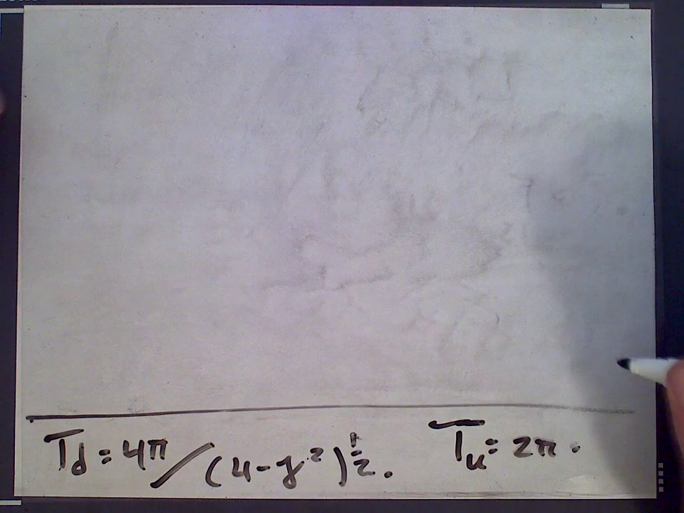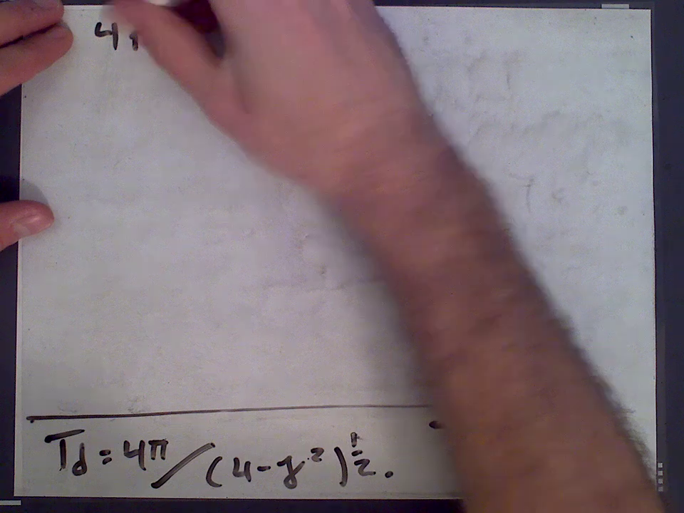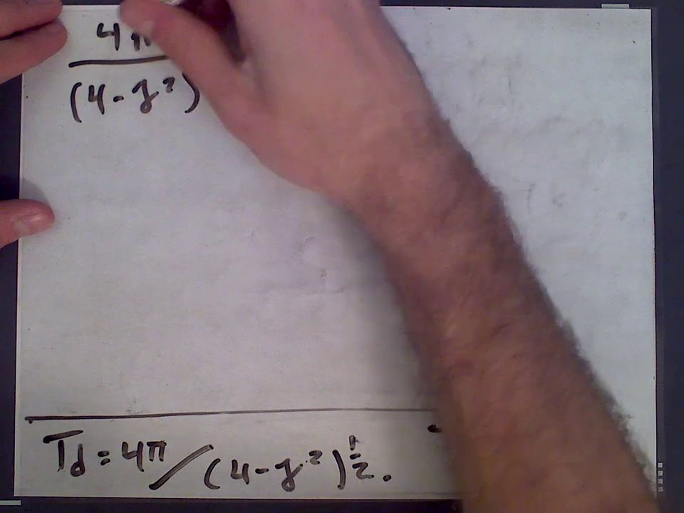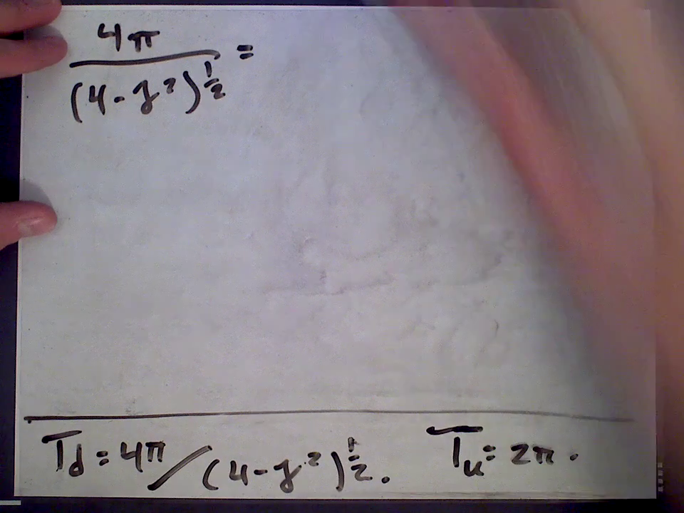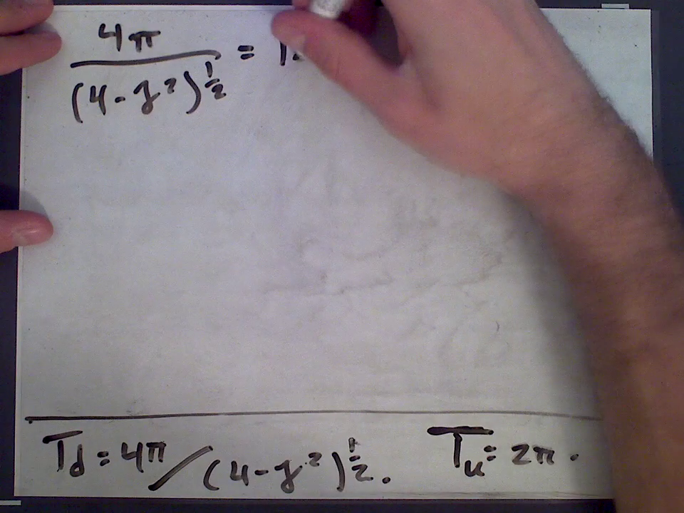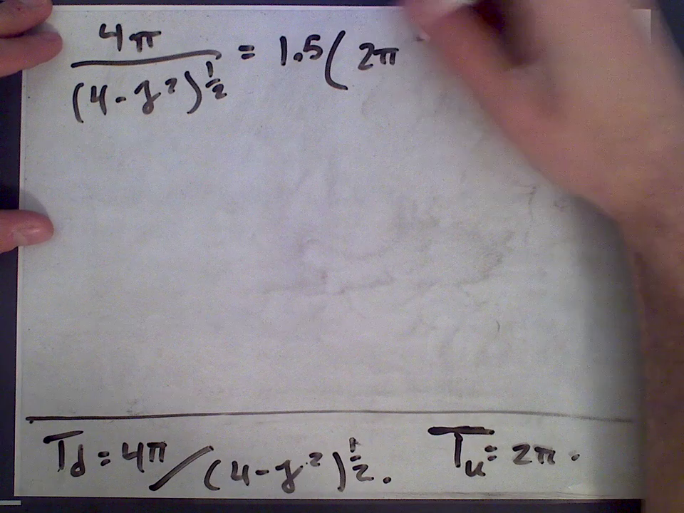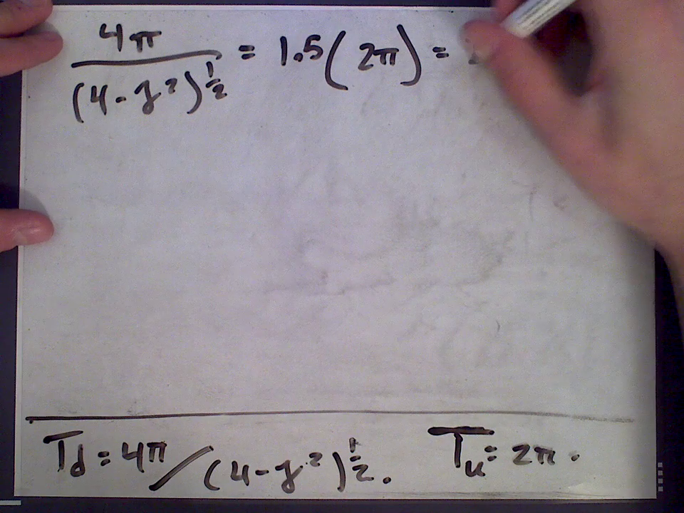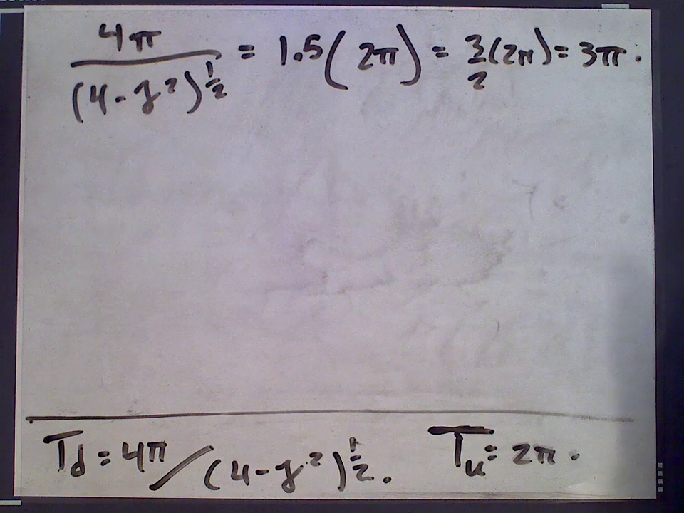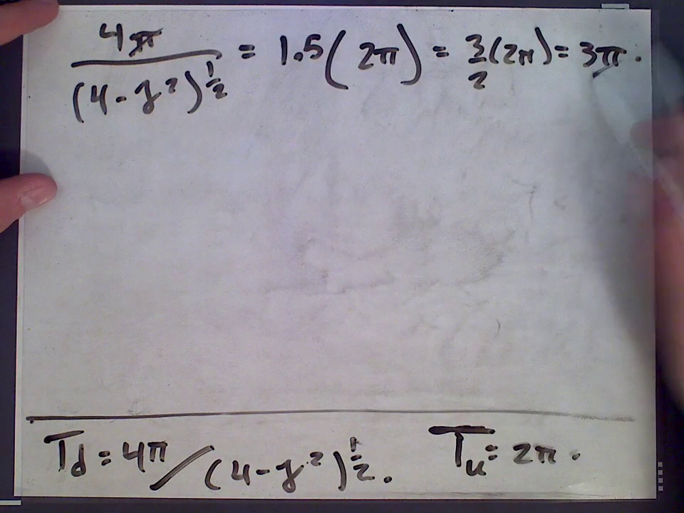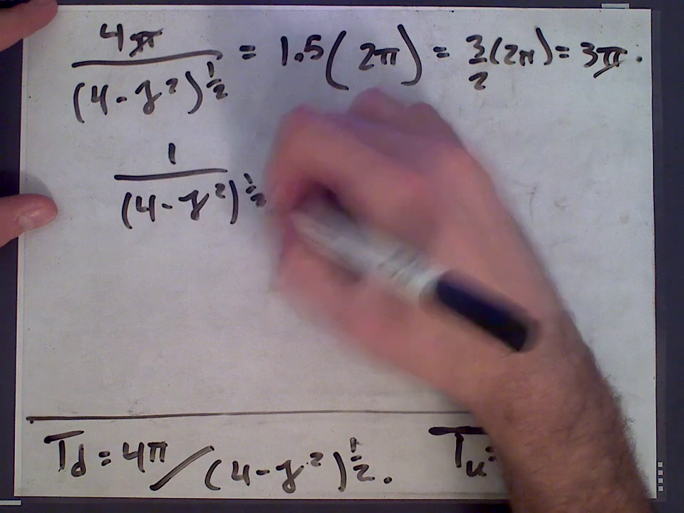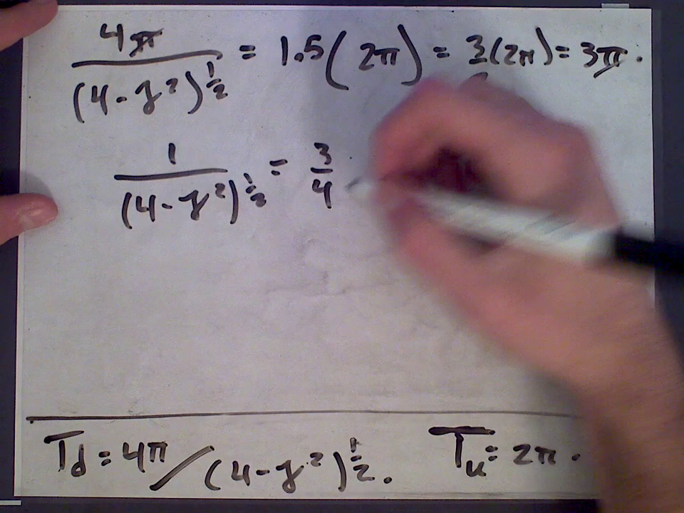Then we want the period of the damped system, which is 4 pi over the square root of 4 minus gamma squared, to be 50% greater than this. So we can multiply by 1.5, 50% greater than 2 pi, and 1.5 is 3 over 2. Some canceling happens and we get 3 pi on the right-hand side. Simplifying, some pi's cancel. We get 1 over the square root of 4 minus gamma squared is 3 over 4.